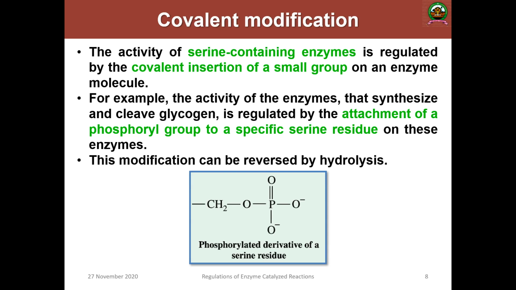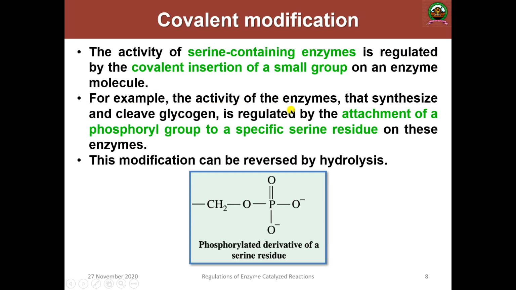Serine, you know, is one of the important amino acids. There are so many serine-containing enzymes which play a very vital role in regulation. And how does it happen? Mainly through covalent modification, the covalent insertion of a small group on the enzyme molecule. So a serine-containing enzyme is regulated by inserting a small group into that particular enzyme. So what is this particular group actually?